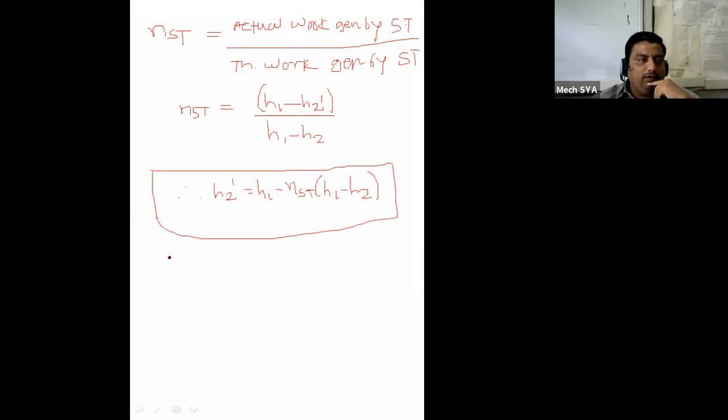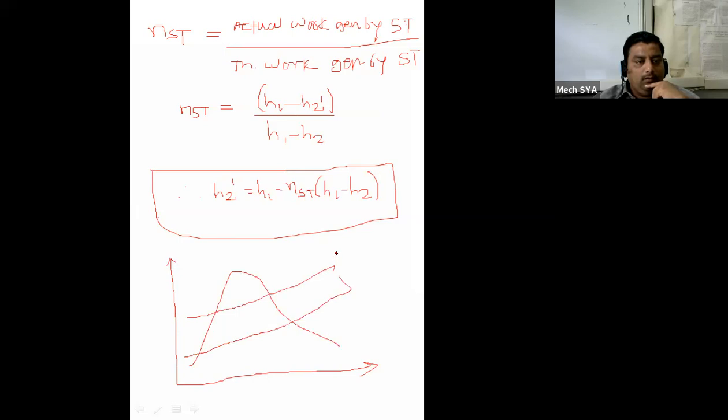If you draw the HS diagram also, you can calculate here. On the HS diagram this is very much clear, how the work required for the pump is more. So this is the saturation curve. These are the two constant pressure lines. This will be boiler pressure, P boiler, and this will be condenser pressure, P condenser.